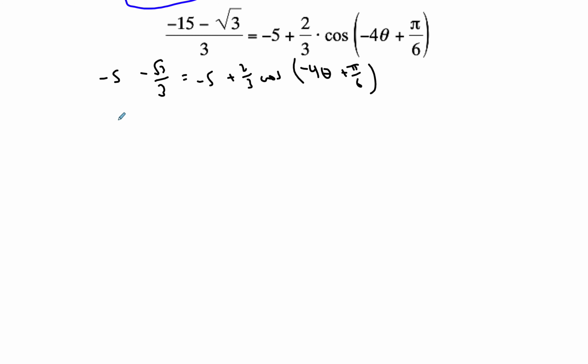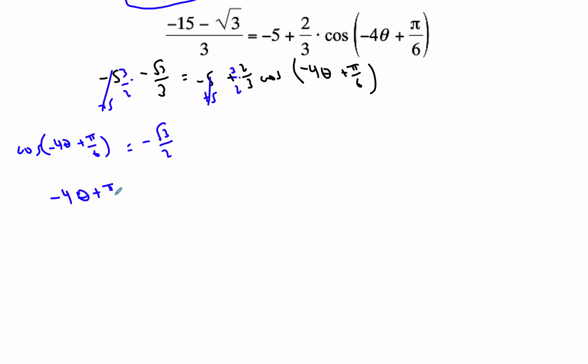Okay, so I'm going to add 5 to both sides, and those are going to cancel. I'm also going to multiply by 3/2. So what happens? I'm going to get negative root 3 over 2 equals, I'm going to put this over on this side, cosine of negative 4 theta plus pi over 6, right? So now I'm going to take the arc cosine, and that's going to get the angle, which is the negative 4 theta plus pi over 6 all by itself, and that's going to give you my two answers.